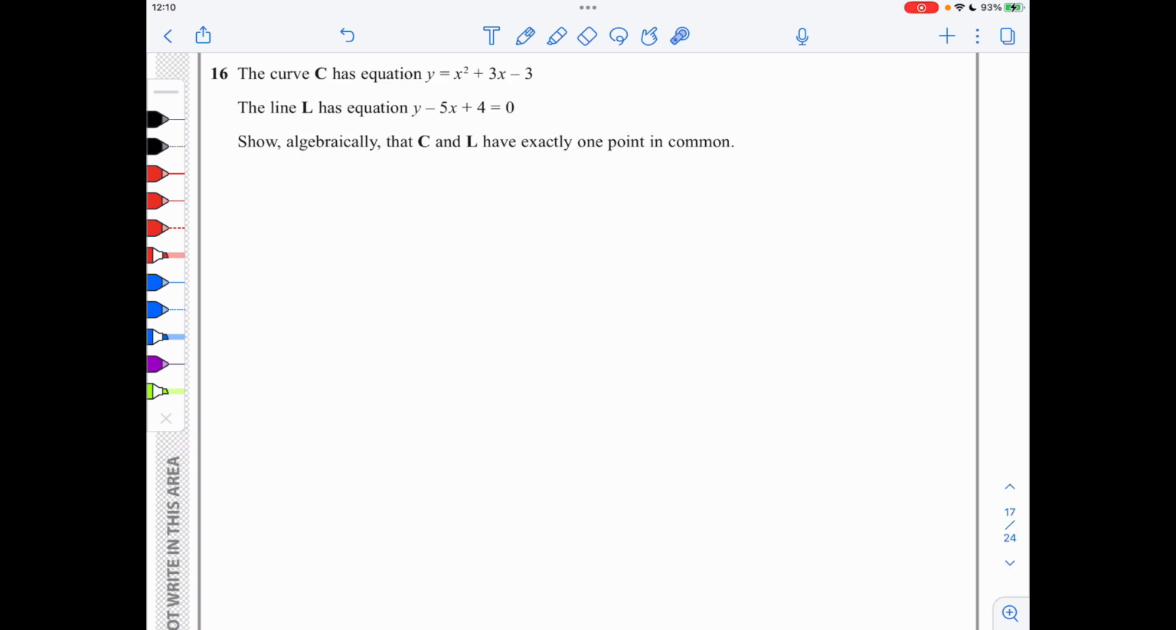In 16, we need to show that the curve C and the straight line L have exactly 1 point in common. So on one hand we've got y is x squared plus 3x minus 3, and on the other hand it's the straight line with the equation y is 5x minus 4. I equate the two to get x squared plus 3x minus 3 is 5x minus 4. And then I will be collecting everything on the left hand side. So x squared minus 2x plus 1 is 0.